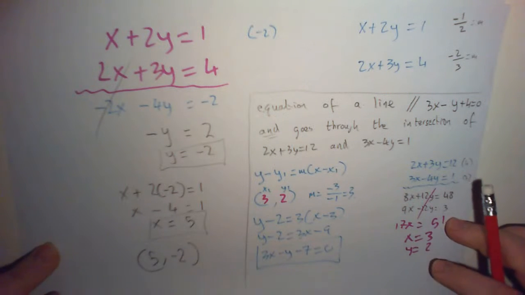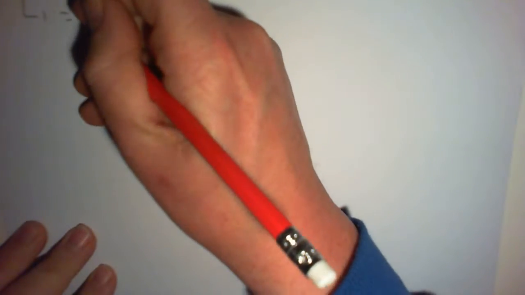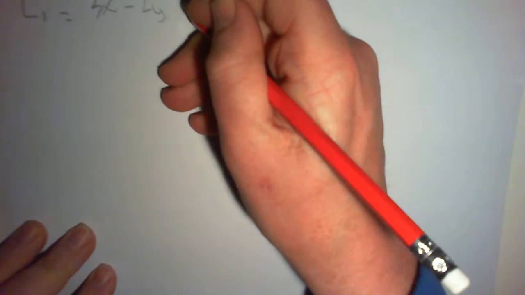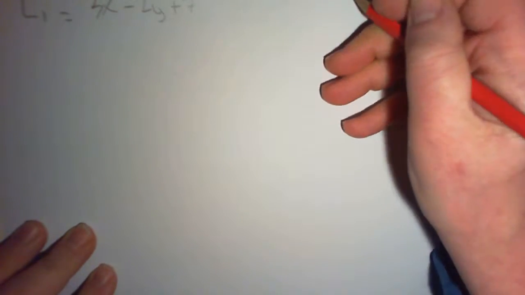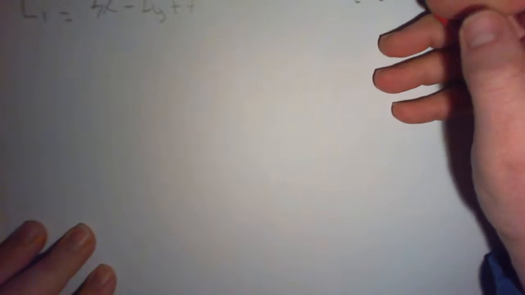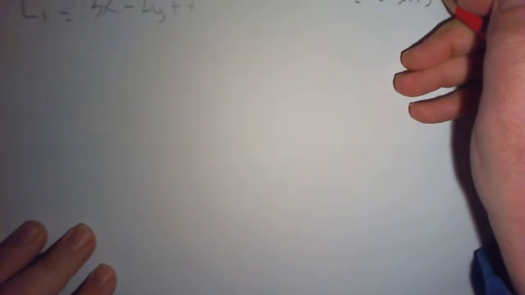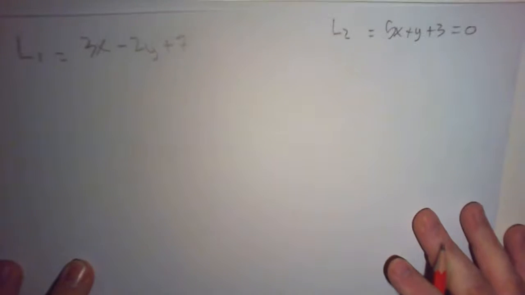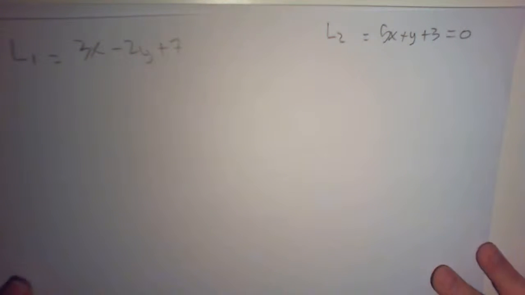Okay, so let us try another one. I'm just going to drop this down a bit, zoom the function up a bit. Right, so, okay, let's go a bit crazier. Okay, L1. Line 1 is 3x minus 2y plus 7, and L2 is 5x plus y plus 3 equals 0. Okay? So everyone's happy with that. There's L1 and there's L2.